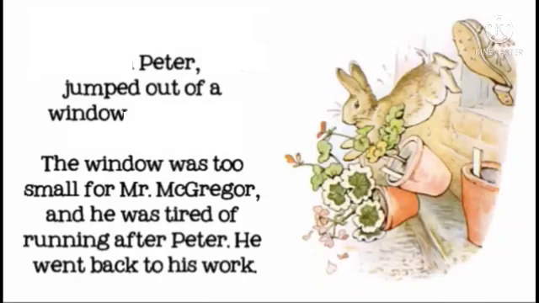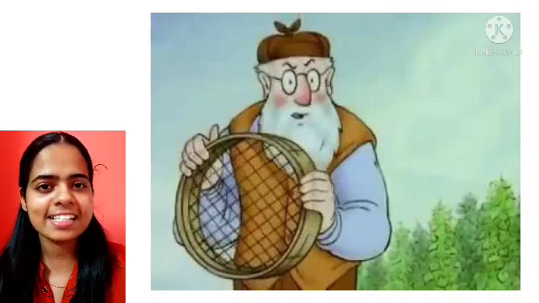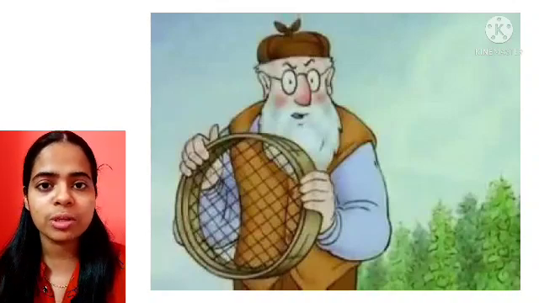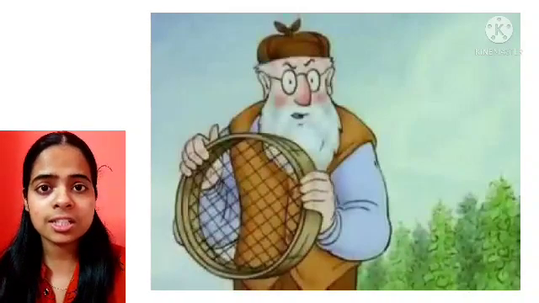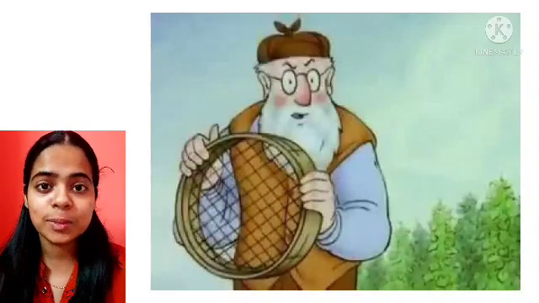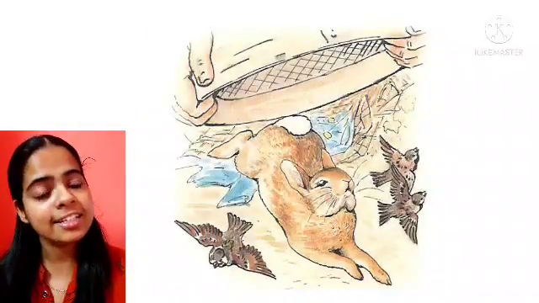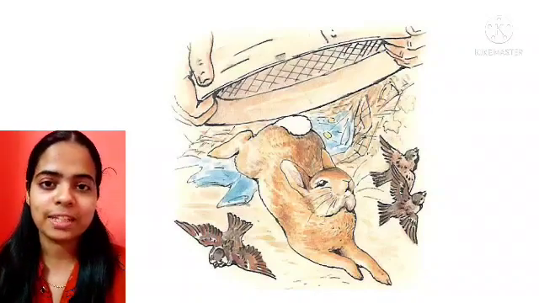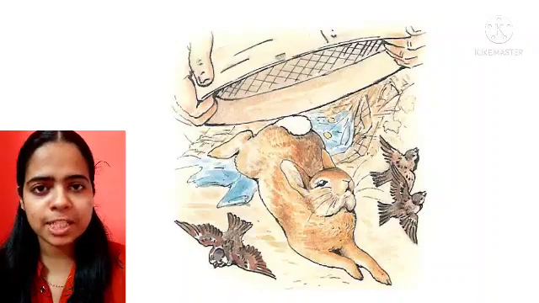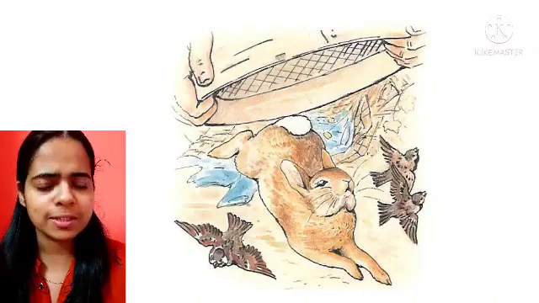He went back to his work. Suddenly, McGregor came with a sieve. Children, this is a sieve. He came with a sieve and tried to catch Peter Rabbit. So what did Peter Rabbit do? He wriggled out. What is wriggled? He squeezed himself out by twisting and turning. And he left the jacket behind and ran away. So he lost his shoes, he lost his jacket also. And McGregor was sure that Peter was somewhere around. He knew Peter had not escaped, so he started searching for Peter.